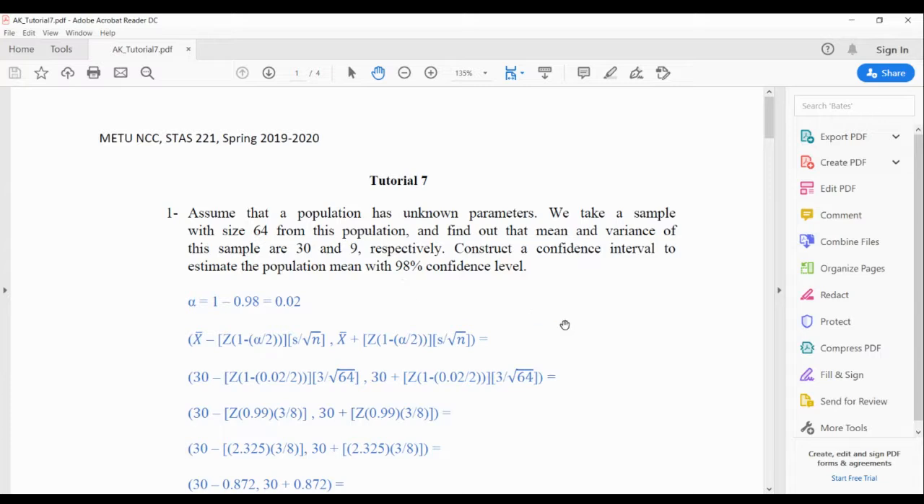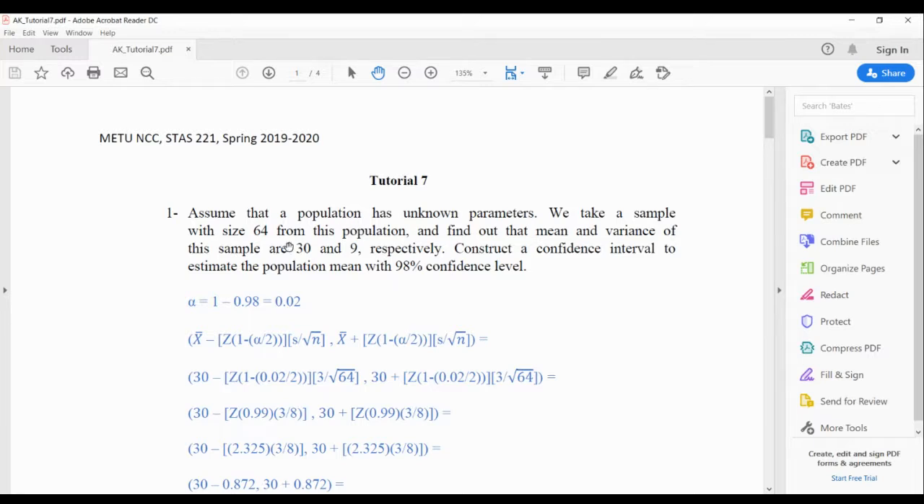Okay, first question. Assume that a population has unknown parameters. We take a sample with size 64 from this population and find out that the mean and variance of this sample are 30 and 9 respectively. Construct a confidence interval to estimate the population mean with 98% confidence level.